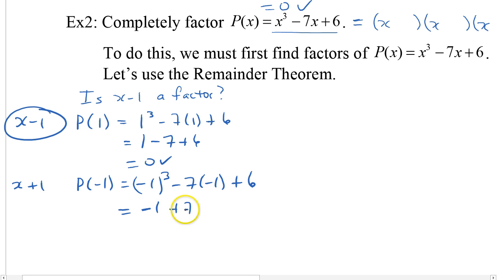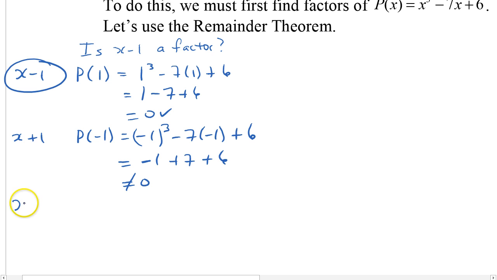Now this will be plus 7, plus 6. Now I don't actually have to figure out what the answer is. All I have to do is think about, is it equal to 0 or not? Not, okay? X minus 2, let's try that one.